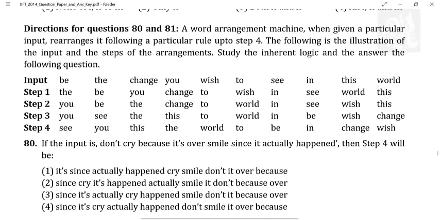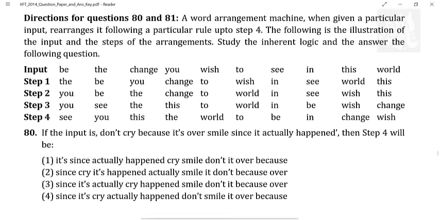Input output. My God. Input output. You know input output, right? Huh? Again.